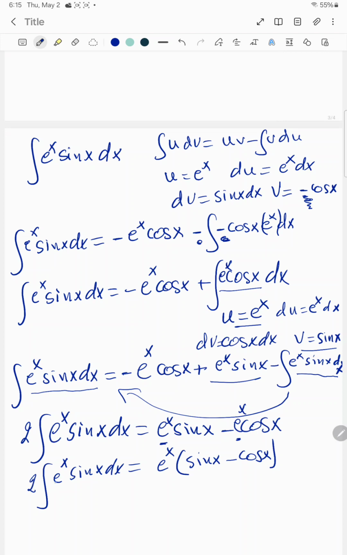But me, I don't want 2 times the integral of e^x sine x, because the question was to integrate e^x sine x dx. So if I divide here by 2 and I divide here by 2, I maintain the integrity of my equality. So 2 divided by 2 would disappear. So the integral of e^x sine x dx is equal to e^x divided by 2 times (sine x minus cosine x).